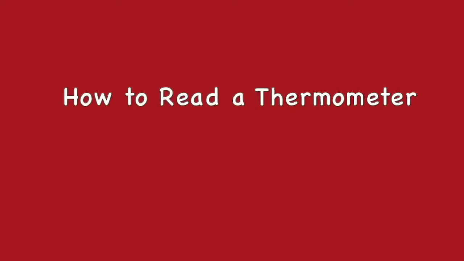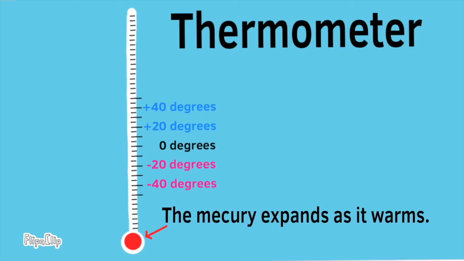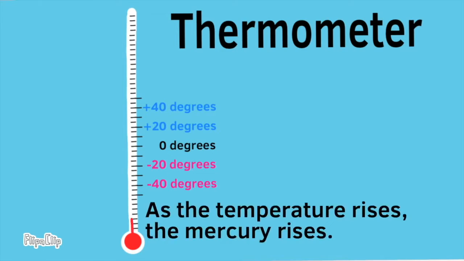How to read a thermometer. The mercury in a thermometer expands as it warms. As the temperature rises, the mercury rises. Here you can see the mercury at -40 degrees, at -20 degrees, at 0 degrees, at +20 degrees, and at +40 degrees. Take a close look.